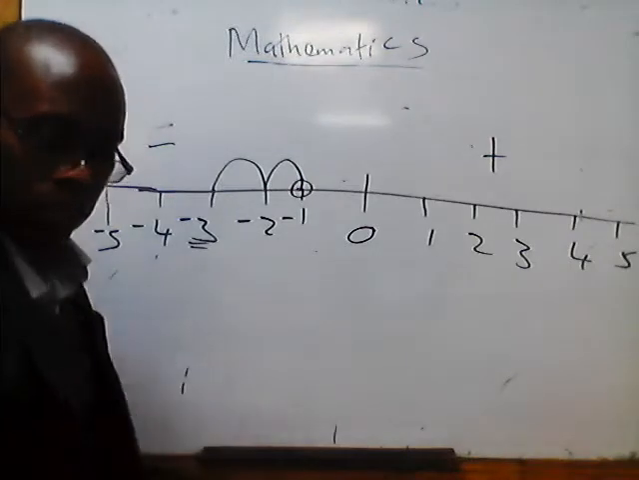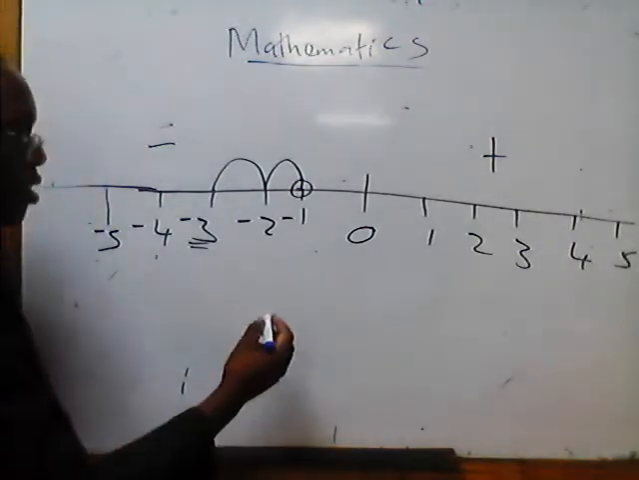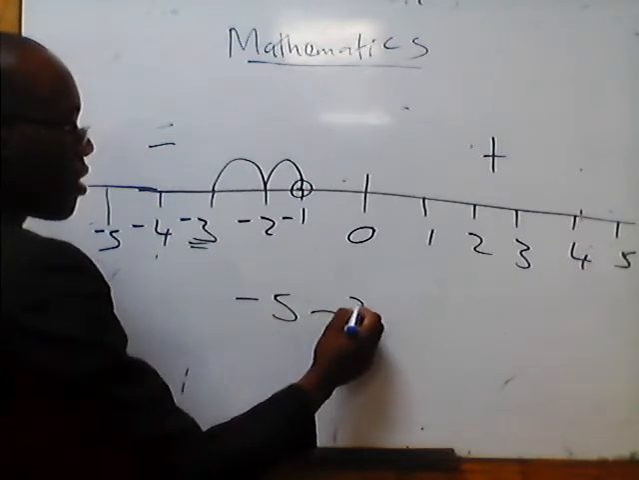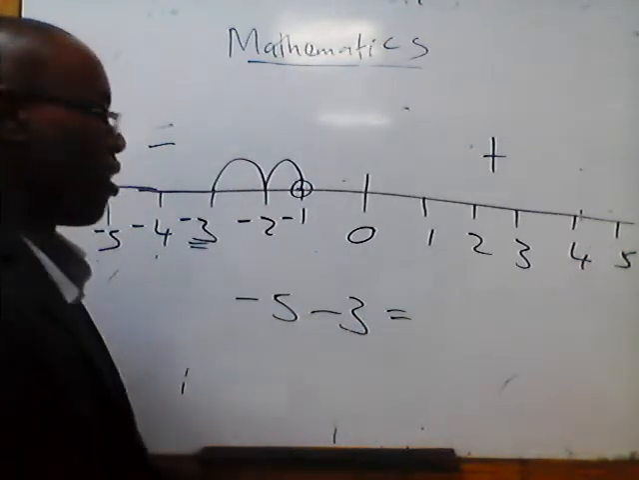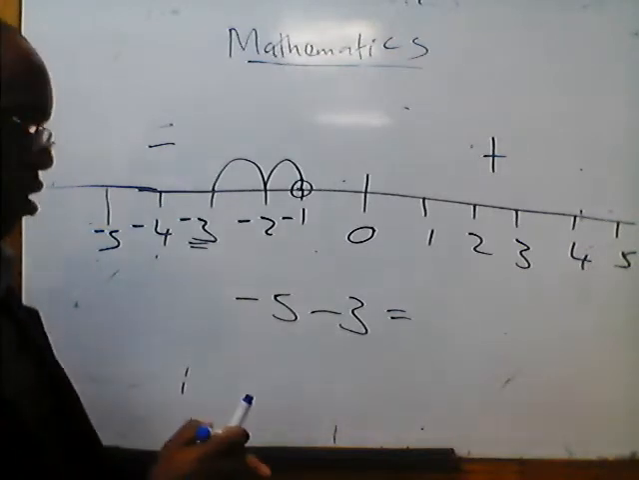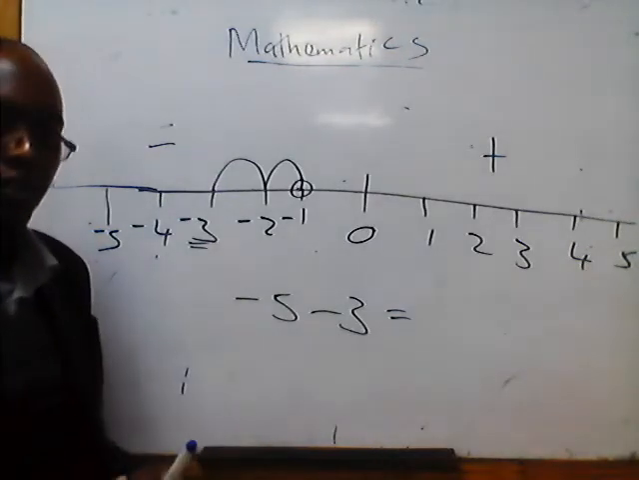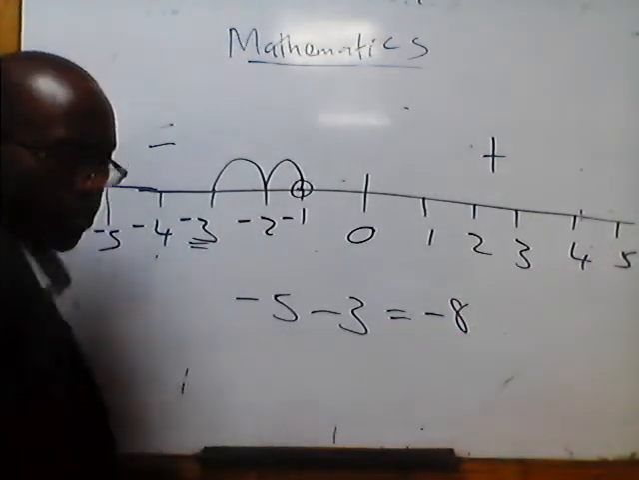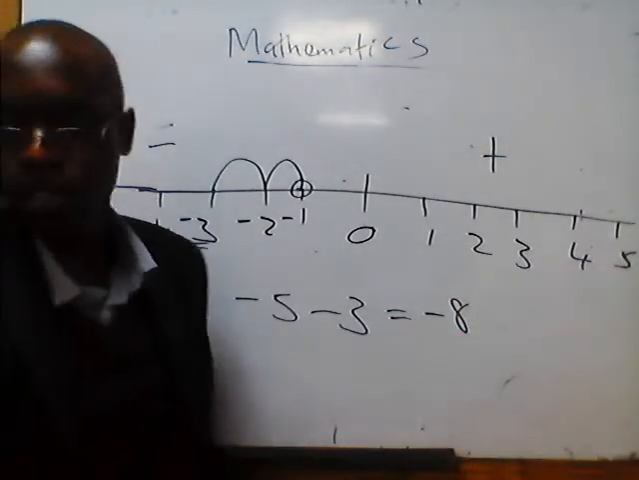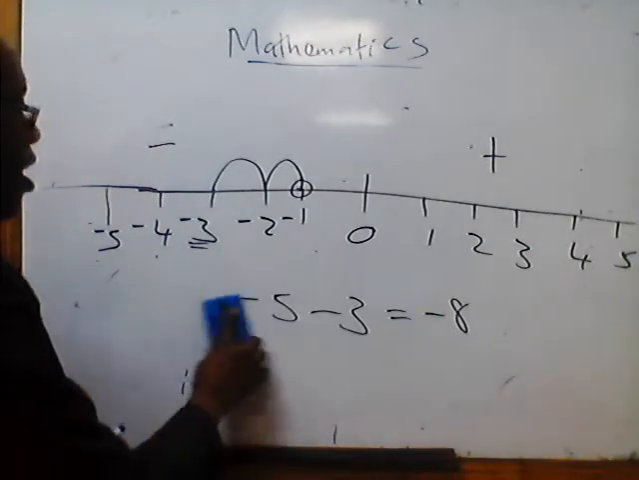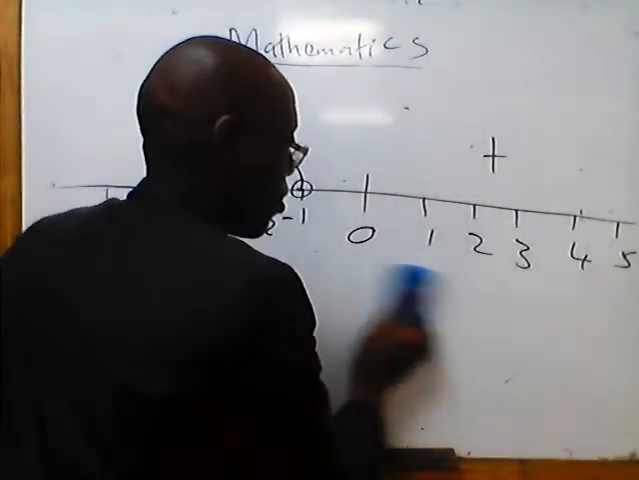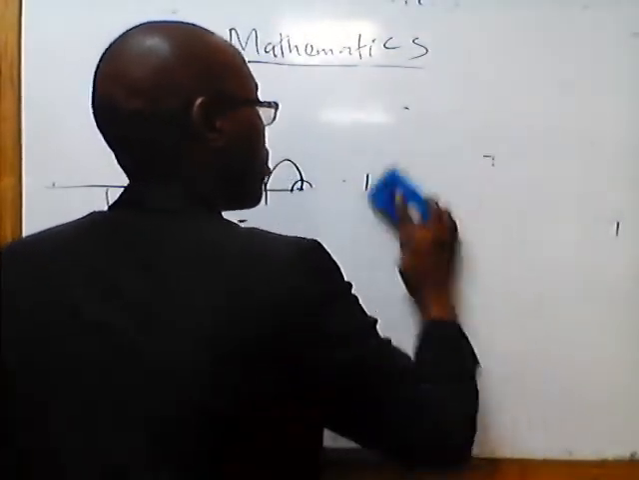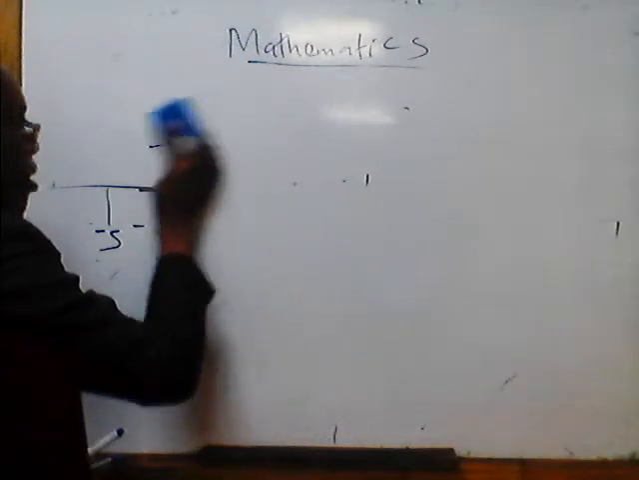Maybe you can try this kind of question: -5 - 3, and then use the number line to test yourself if you forget the answer. It's supposed to be -8. So use the number line to see if you can actually get -8 there. So we are done with addition and subtraction using the number line.